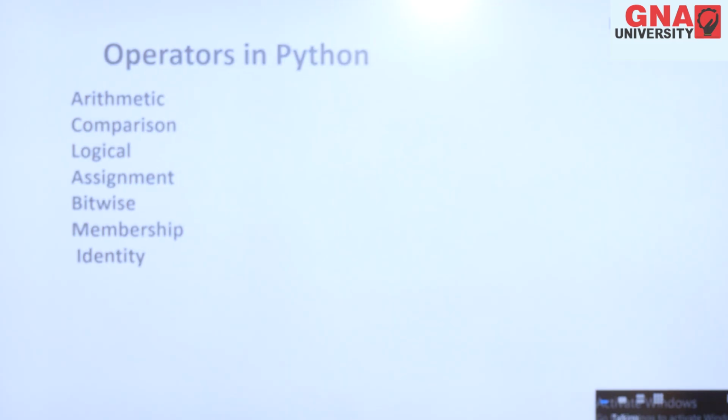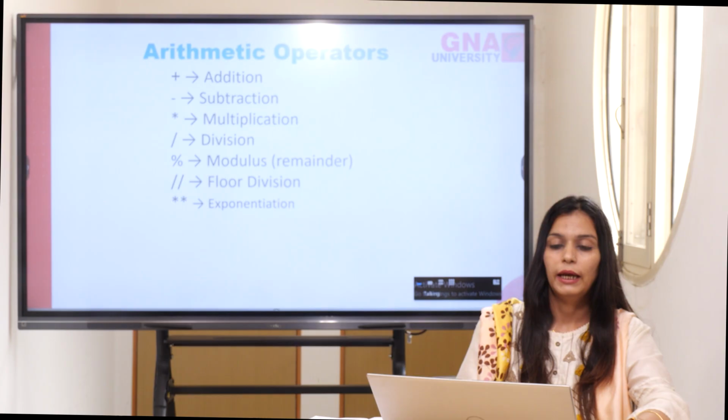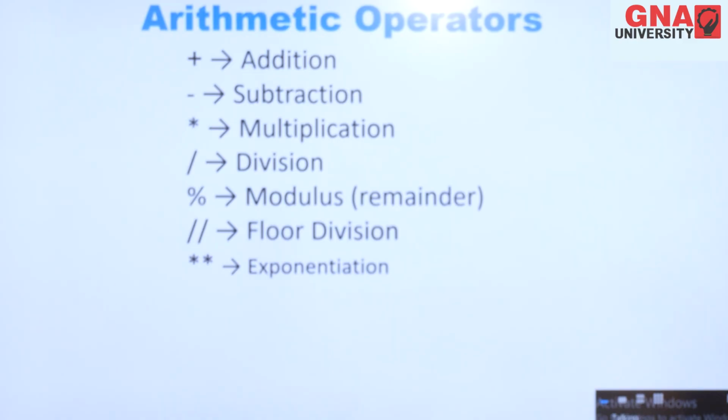Now, the first kind of operator is the arithmetic operator. It is used for mathematical calculation: plus for addition, minus for subtraction, the asterisk sign performs multiplication, the slash performs division, and the modulus symbol gives us the remainder. The double slash gives the floor division, and the double asterisk gives the exponent as well.